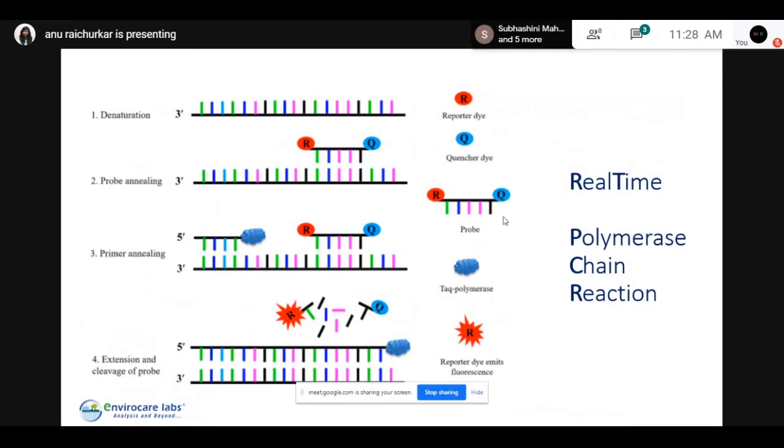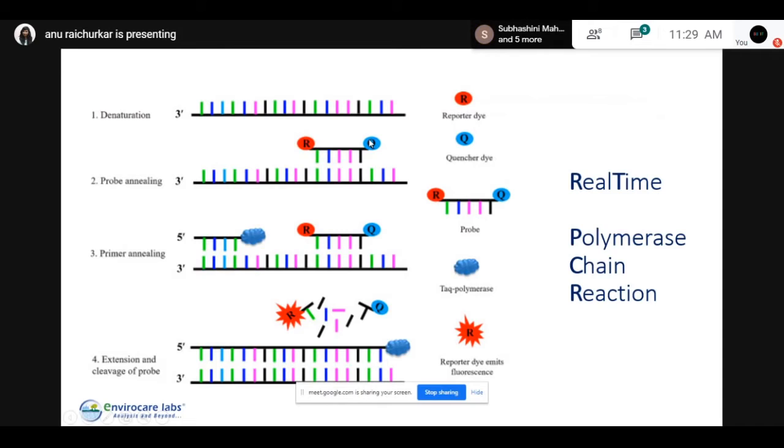So what is the difference basically is that the three steps are common, that is denaturation, annealing, and extension. But there is one additional step wherein you use a probe. So along with the primers, you will also add something called a probe. So typically in RT-PCR, we use something called SYBR Green. So what this probe consists of is a dye. So this sequence of DNA will have a dye attached. It has a reporter dye and a quencher dye.